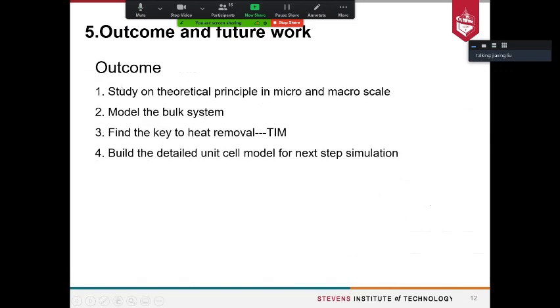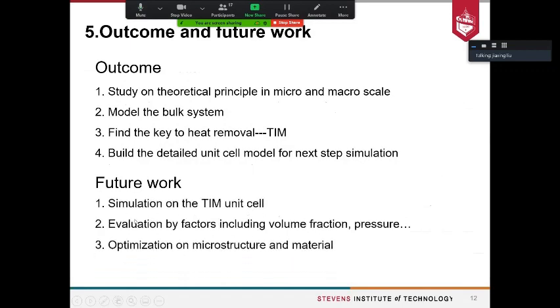And here we come to some results. The first is that I studied the theoretical principle at the macro and micro scale. And second, I modeled the box system, got some dissipation results, and found the key to the heat removal, which is the TIM, the thermal interface material. And then we built the detailed unit cell, which is for our next step of simulation. And for the future, I will focus on the simulation of the TIM unit cell, make some evaluation based on some factors, and optimize the macro structure and materials.